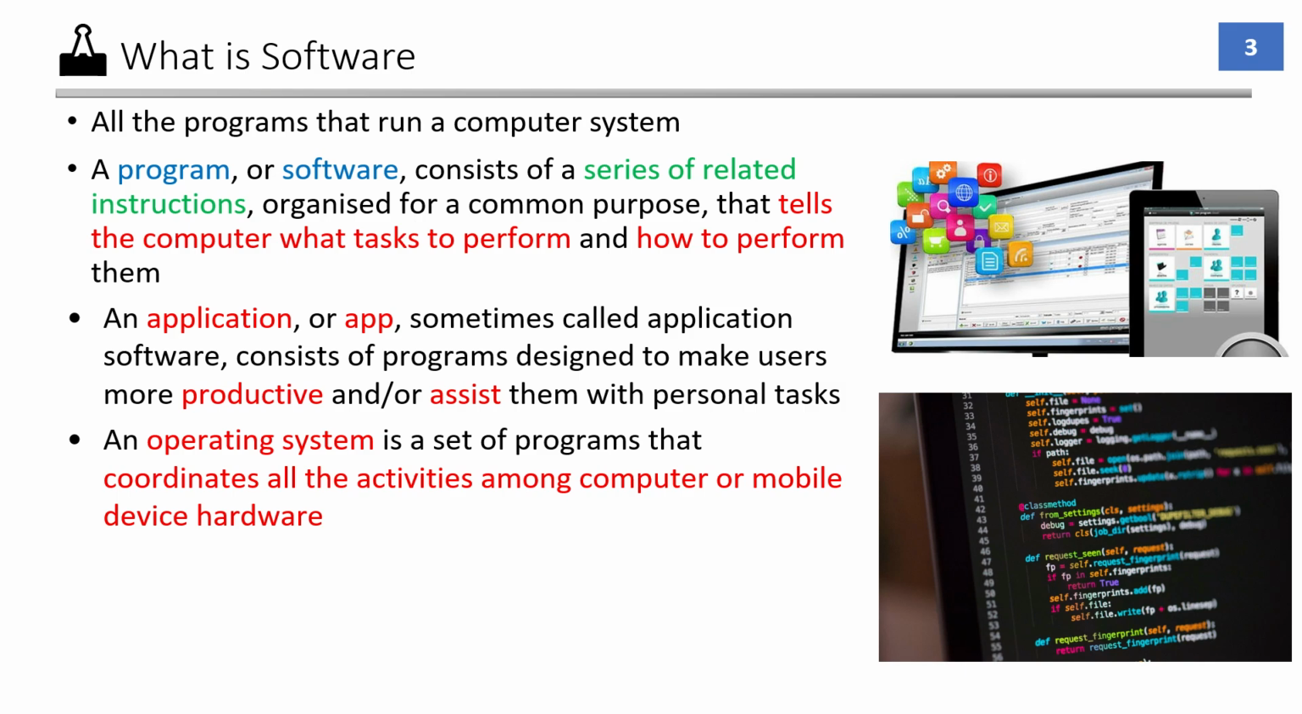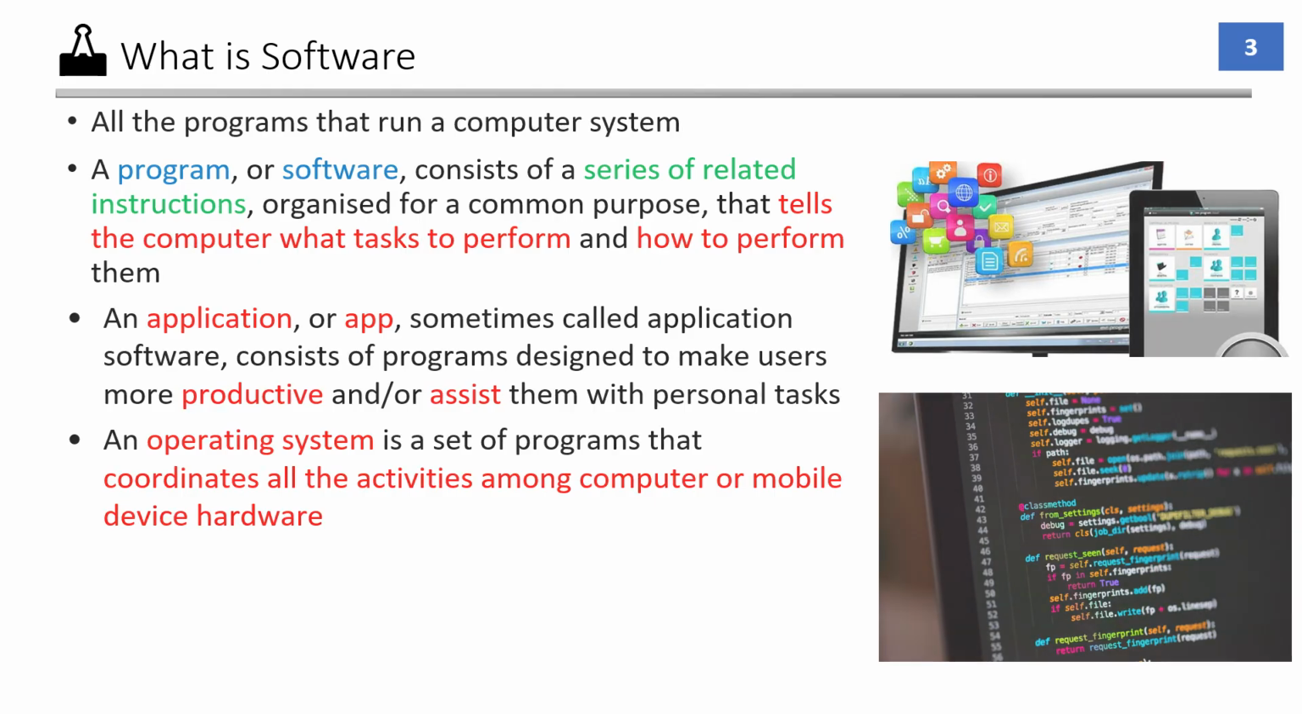An application or app is software designed to help users complete specific tasks and become more productive. Examples include word processors, spreadsheets, web browsers, and mobile apps. An operating system is special software that manages and coordinates all activities of the computer or mobile device hardware. It acts as a bridge between the user applications and hardware, ensuring everything works smoothly together.